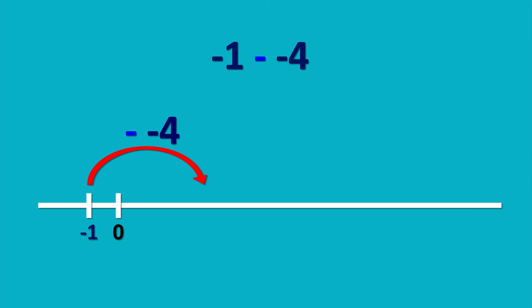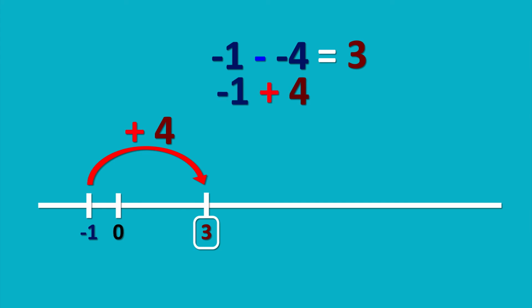Let's look at one final example. This time, we're going to start with a negative and subtract a negative from that. We're going to do the calculation negative 1 take away negative 4. As always, we start with the first number, so we start at negative 1, and if we're subtracting a negative, we now know that means we go to the right, because it's the same as adding. Subtract negative 4 means moving 4 spaces to the right from negative 1, which would take us past 0 to positive 3. Therefore, negative 1 take away negative 4 is positive 3. And remember, when we're subtracting a negative, that's the same as adding. And negative 1 add 4 is also 3.